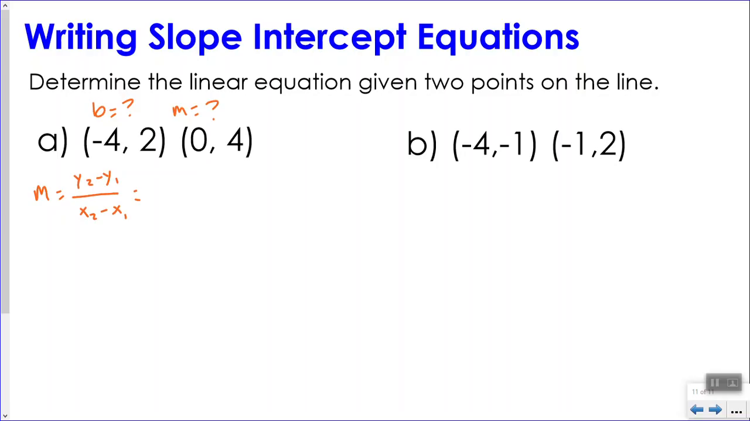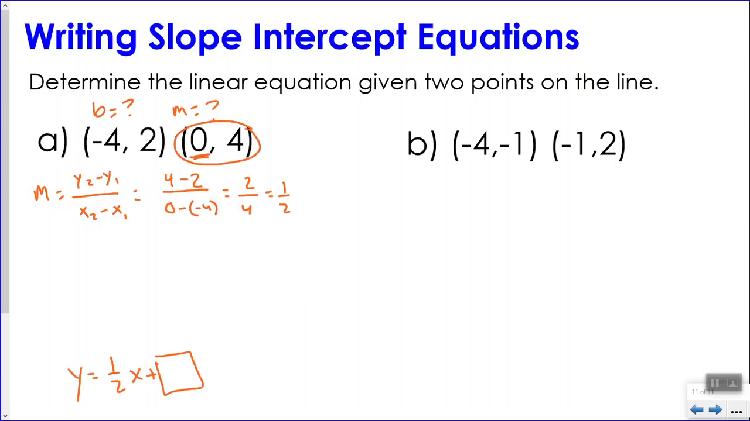So I have my second coordinate here, so 4 minus 2 all over 0 minus negative 4, which is 2 over 4, or 1/2. So I have half of what I need. I need to fill in that y-intercept. If I look at my points, here I have an x-coordinate of 0. That means that this point sits on the y-axis. So that means that my y-intercept is 4. So we don't have any extra work to do. This one's nice and easy because we get our y-intercept right from the information that's given.